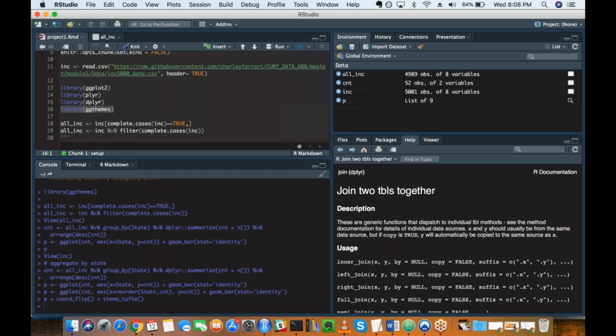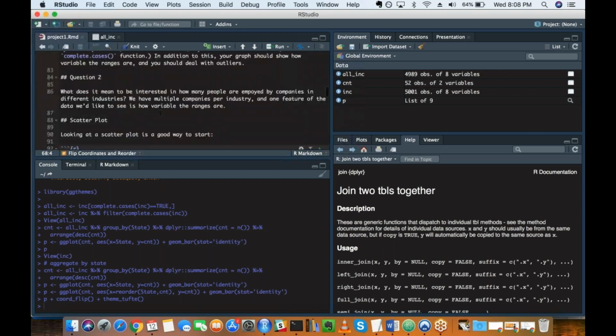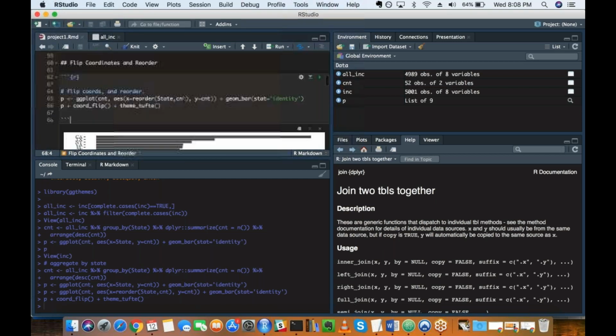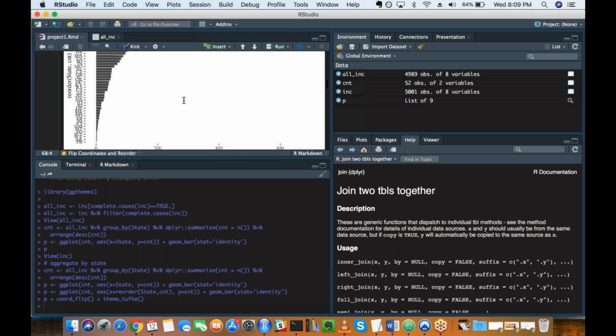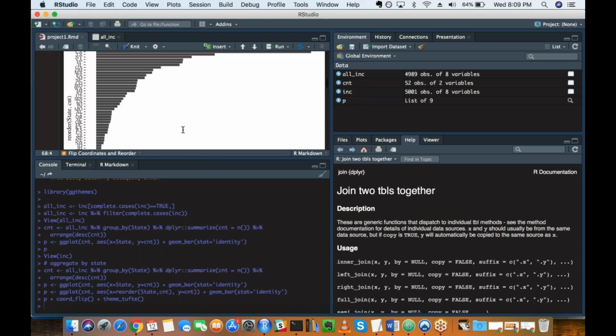So here I'm bringing that in, and at the end of my final graphs, you can see I'm just adding this plus theme_tufte. And ggthemes has a lot of built-in themes, so it's an easy way to get some styling on your graph other than the default ggplot. So for something like this, Tufte is a good way to go because it automatically takes care of minimizing the data-to-ink ratio for you.